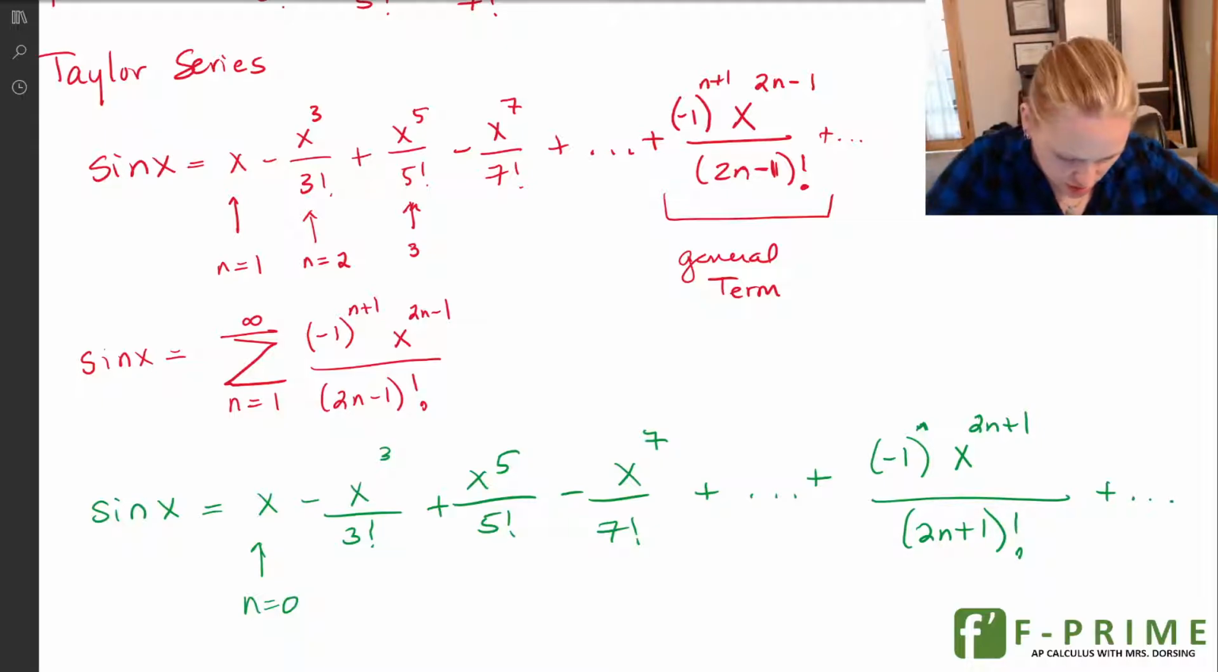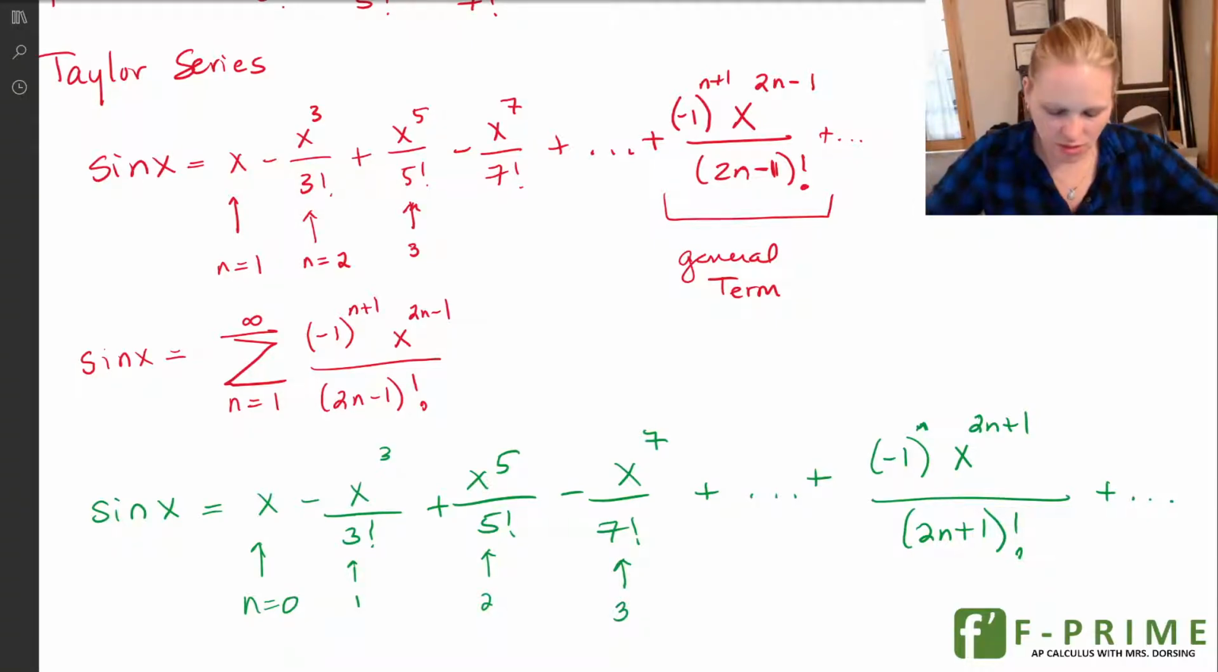And what this does is it says, okay, n equals 0, n equals 1. Well, 2n plus 1 gets me to the 3. 2n plus 1 gets me to 5. 2n plus 1 gets me to 7. So by starting at 0, we just adjust our exponents.